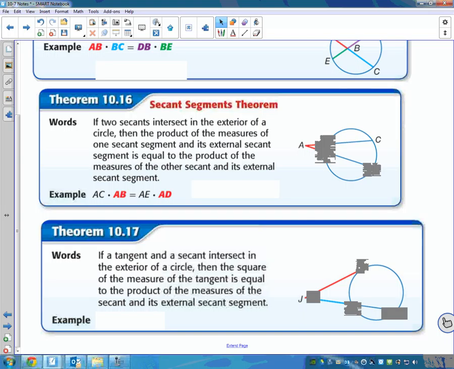And then the last one, the difference here is we have a tangent and a secant. So it's kind of the same idea, but for the tangent, there's no two things to multiply together, so you just multiply the tangent times itself. So JK times JK, or JK squared, times the whole thing times the outside. So JK squared, the tangent squared, and then it's the same thing that's up here. We take the whole segment times what's on the outside.